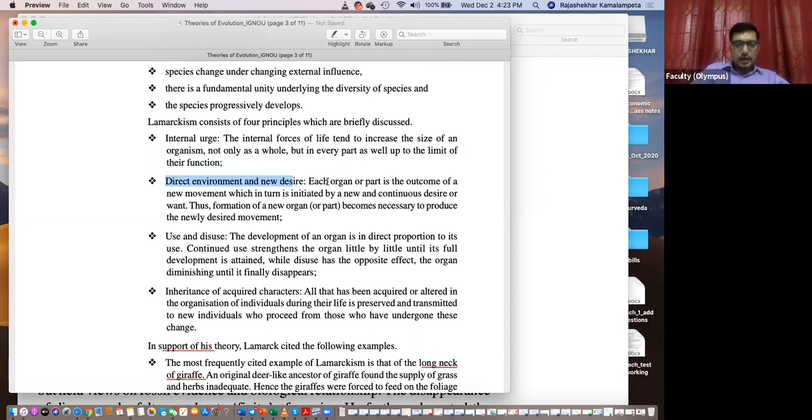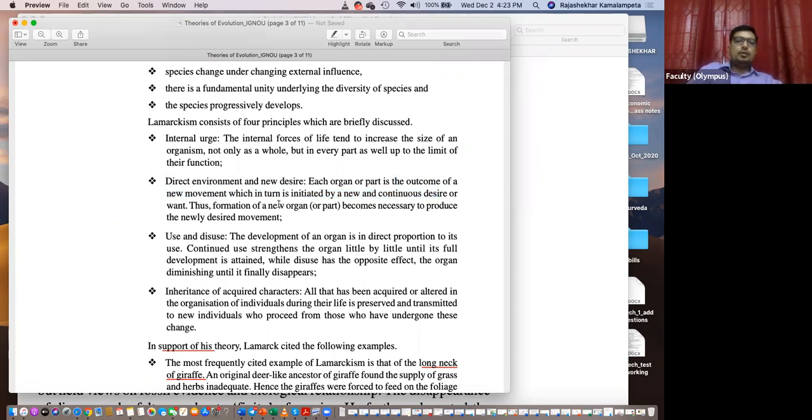Okay, so each organ or part is the outcome of a new movement. So it started stretching. That was a new movement here in this case, which in turn was initiated by a new and continuous desire. Why? Because it wants to eat. So there was a desire inside. It started stretching its neck. So a new movement is created.